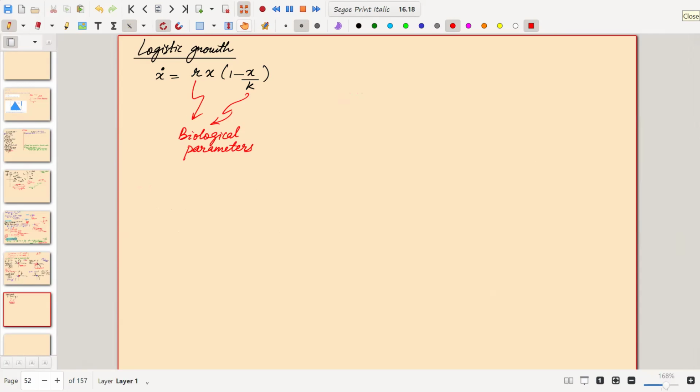Okay. Now my question to you is, this is a 1D flow, right? It's a 1D flow: x dot equals r into x into 1 minus x by k. Now my question is, what are the equilibrium points of this model? For this model, what are the equilibrium points? Yes. What should I do? First step.